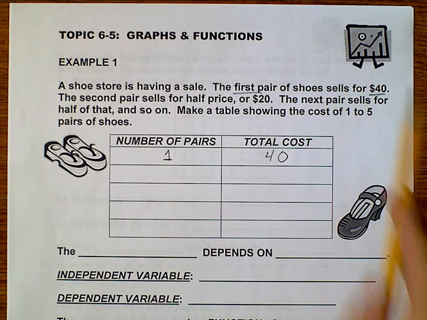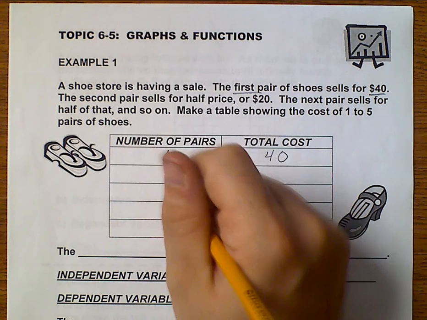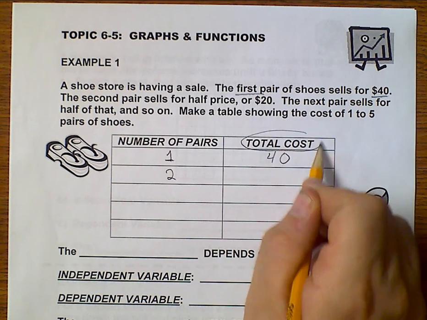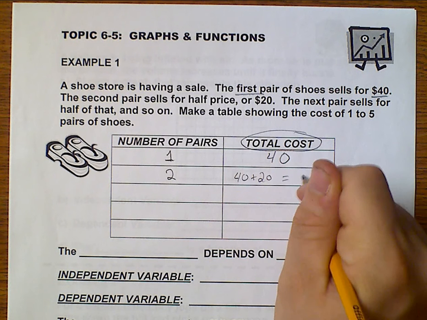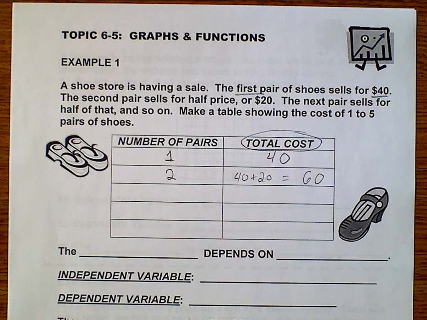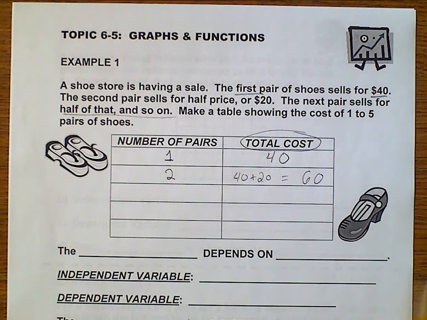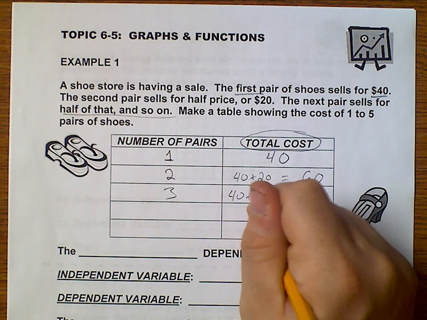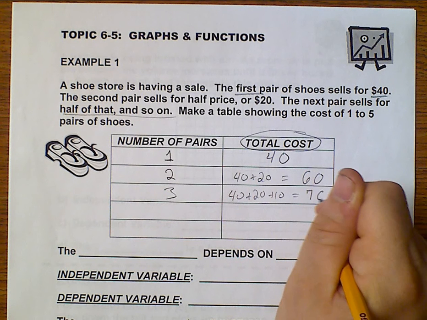The second pair sells for half price, or $20. So 2 pairs. Now this is total cost. So this would be 40 plus 20 equals 60. The next pair sells for half of that, and so on. So 3 pairs would be 40 plus 20 plus 10 is 70.